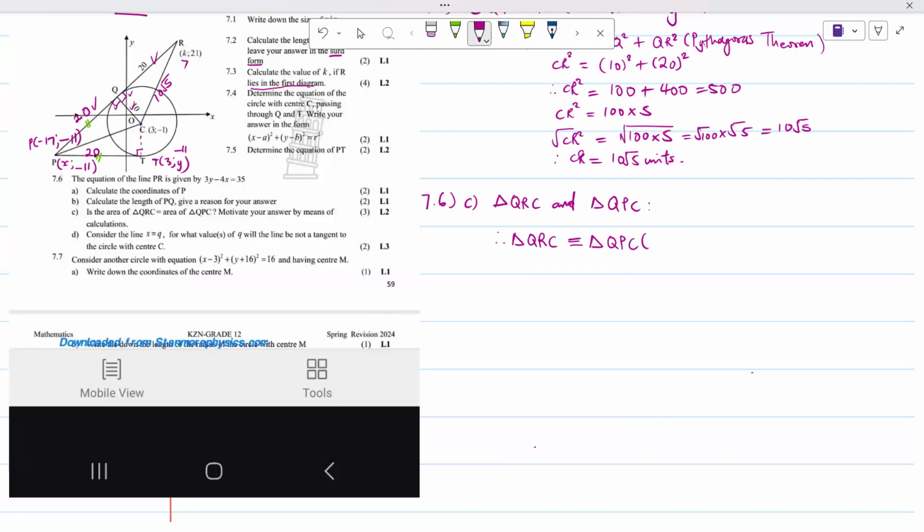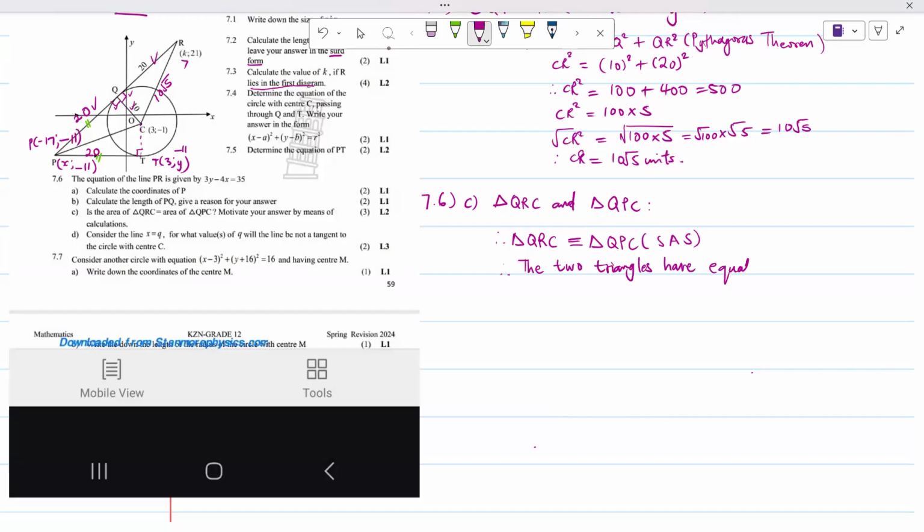Therefore, the two triangles have equal areas, because we showed that they are congruent. Just like that. Then take your bag and go to University of Pretoria. Then let's look at D.